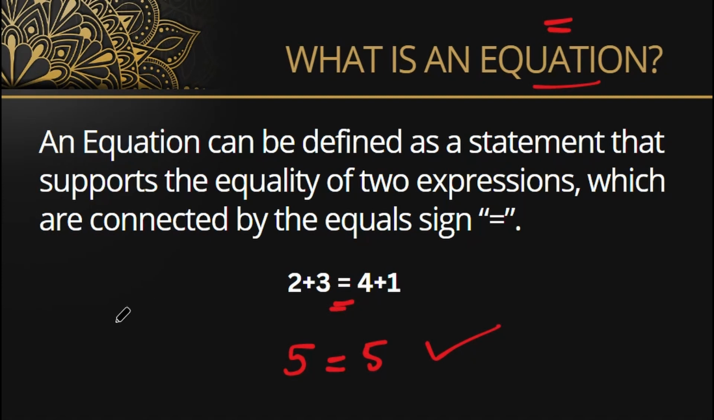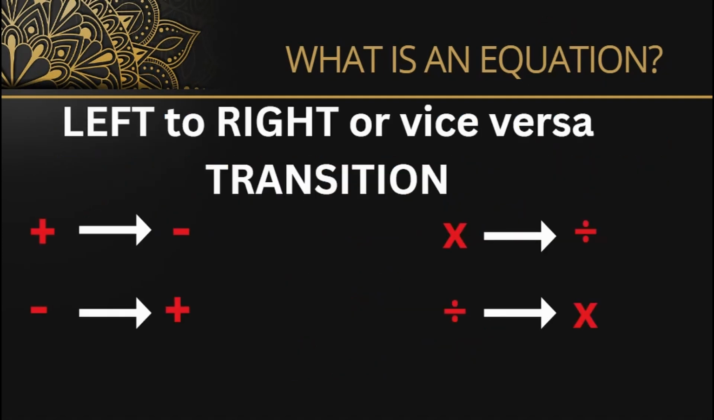Before that, let's see some basic transition. This transition is for both sides, like right to left and left to right, vice versa. Now, if there is a positive sign at the left, it will change into negative when it goes to the right. Same for every sign: negative will change into positive, multiplication will change into division, and division will change into multiplication. When it goes from left to right or right to left, this transition happens. This is very important for solving equations.